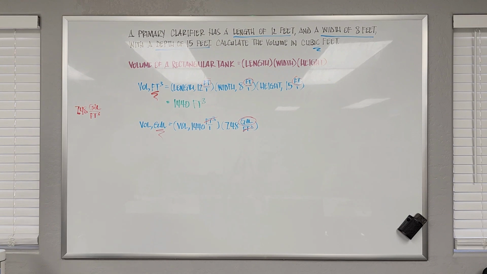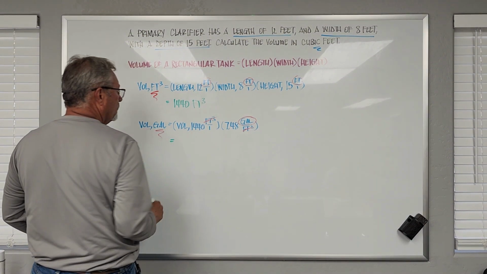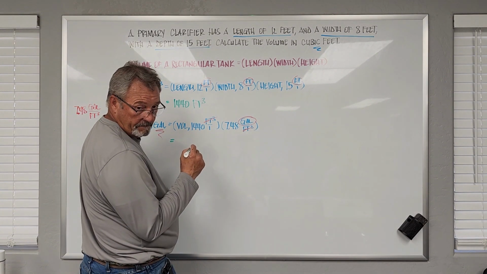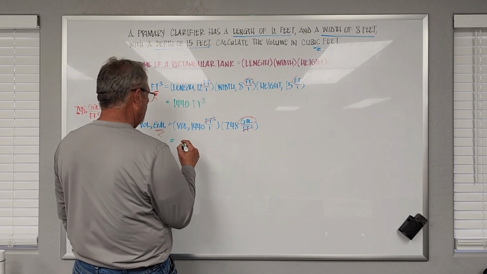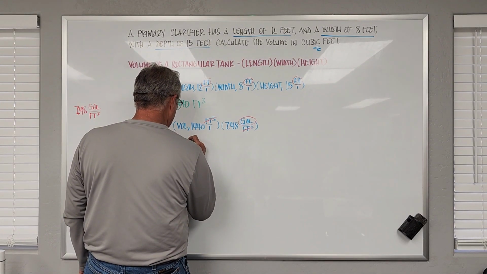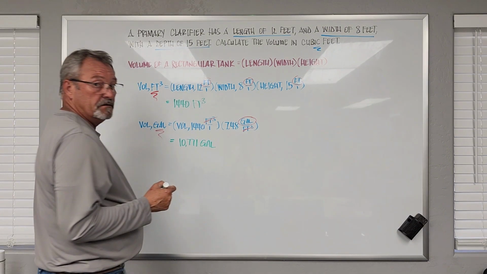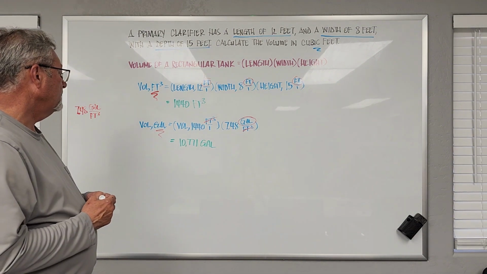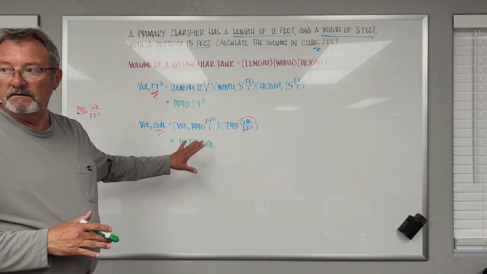Who did the calculation? Okay. 1,440 times 7.48. 10,771. Do you agree with that? Yes? Perfect. 10,771 gallons. So I just added a little twist to it, just so you could see.